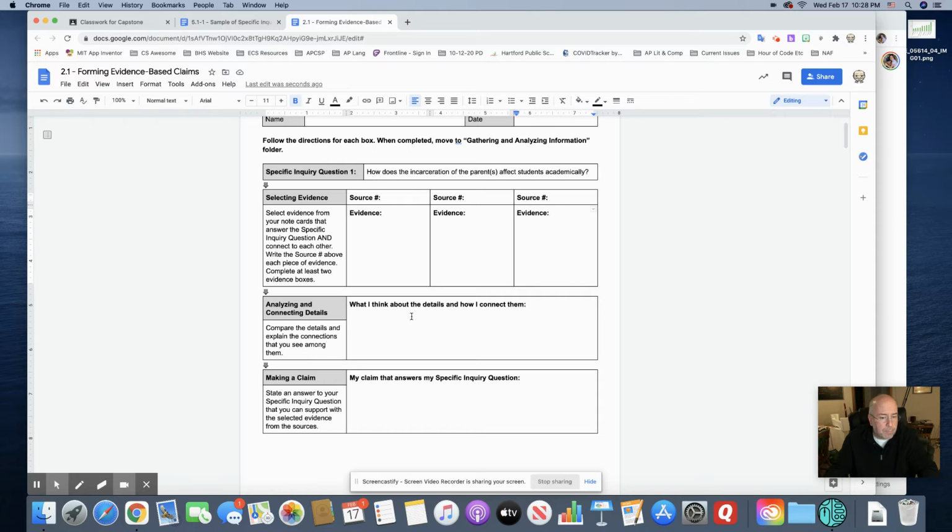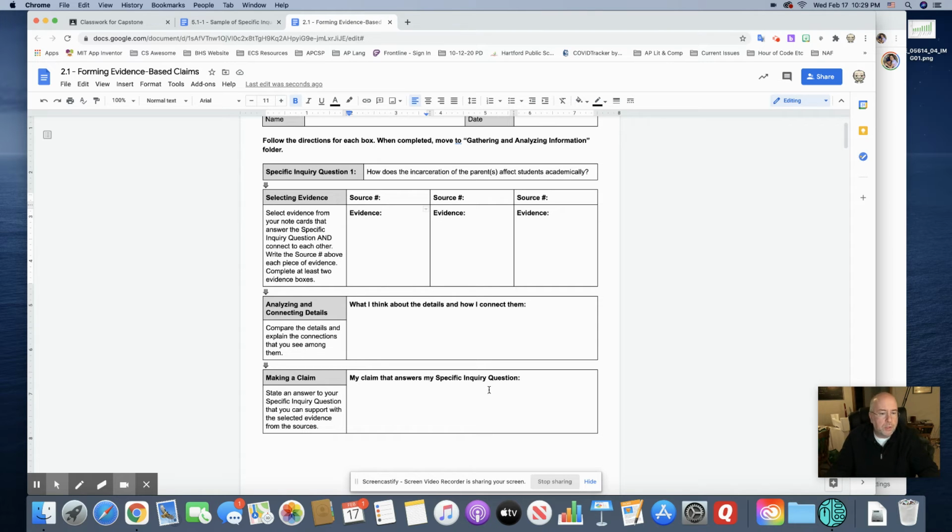Now, here's the part that's most important: what I think about the details and how I connect them. How does this stuff speak to this question? How does this answer the question? Don't tell me, well, because it does. You have to actually tell me how it goes through. It shows that this is true, and it shows that this is, and you have to tell me how it proves that point.